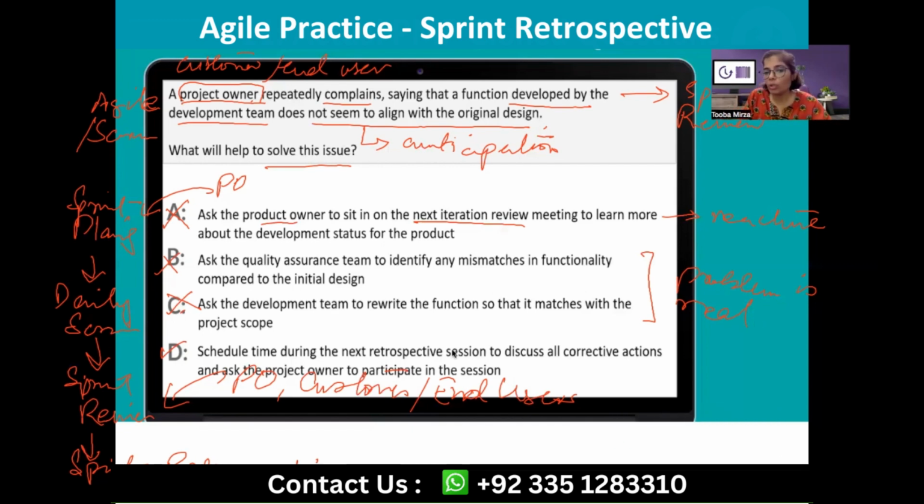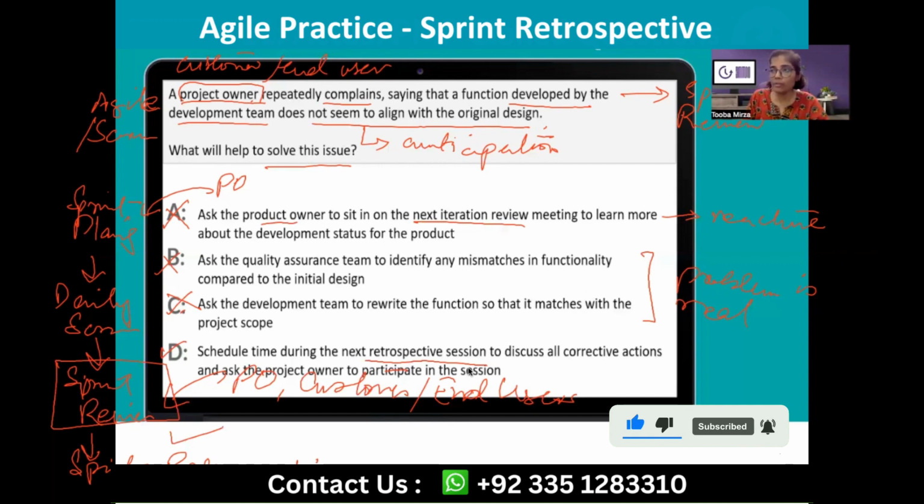Now, why is D the more appropriate answer? Schedule time during the next retrospective session, which is the very next thing to happen after this review meeting. What's the very next in line? Retrospective, right? So it's the very next session, maybe the same day, maybe the very next day, to discuss all the corrective actions and ask the product owner to participate in this session.